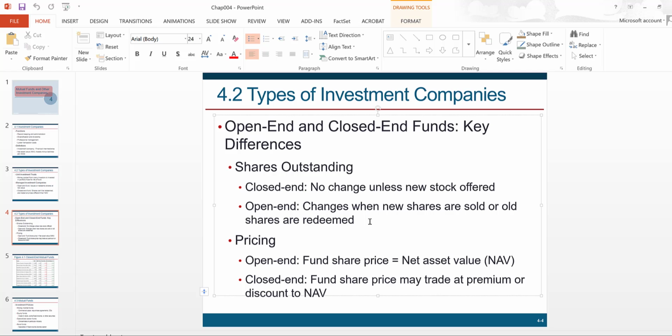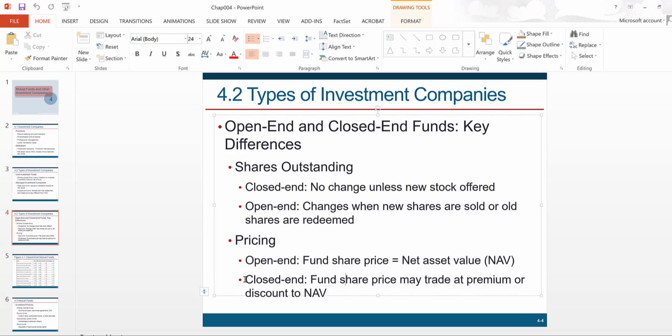They do not trade on the exchanges, so you have to buy and sell these funds either directly from the investment company, or you can also buy them from your brokerage accounts. But they are bought and sold at the net asset value, which is calculated once every day, right? So like I mentioned here, for open-end funds or mutual funds, the share price is actually the net asset value.